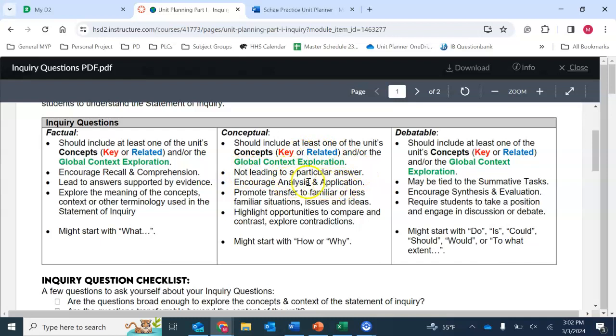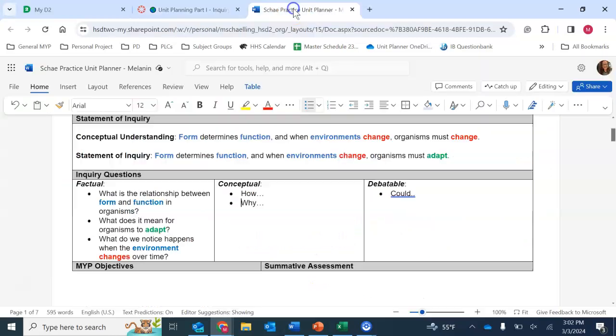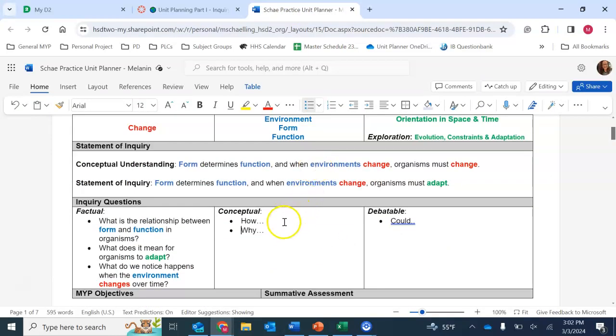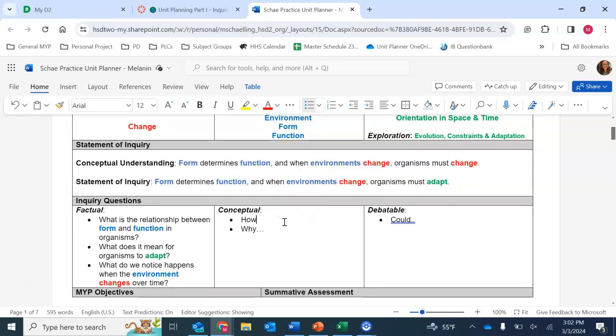Analysis and application, transfer to familiar or less familiar situations, compare and contrast, and explore contradictions. So these might start with how or why. Let's take a look at ours and do some examples here. So, how is it different?